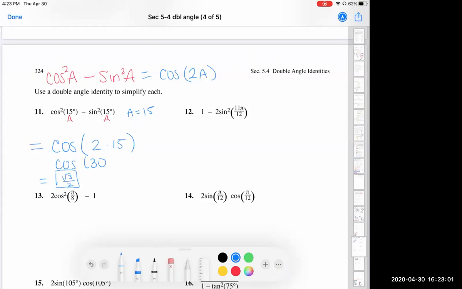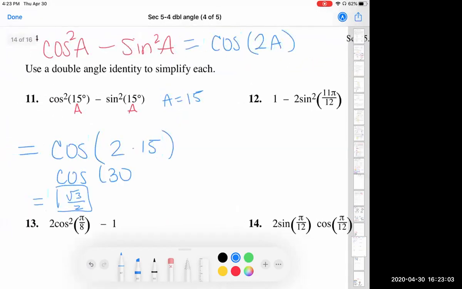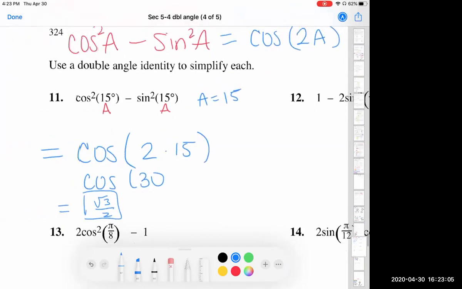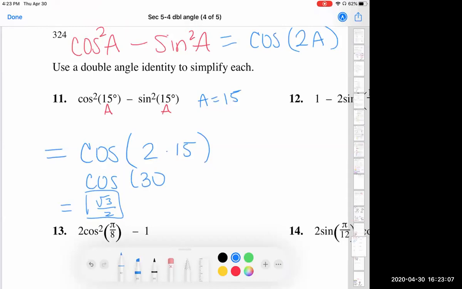Did you understand 11? I know this was something that was giving us trouble in Tuesday's lecture. Yeah. Thank you. You're welcome. All right, so let's move on to number 17.